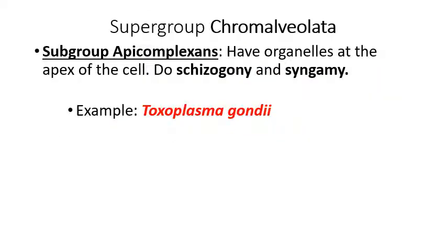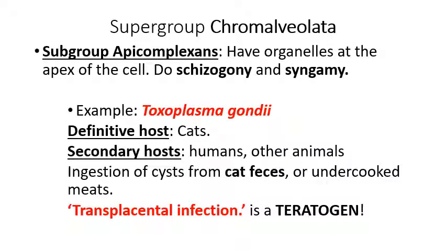And then Toxoplasma gondii. You know that the definitive host for Toxoplasma gondii is the house cat. The intermediate host, I'm sorry, I have a nasty habit of saying secondary host instead of intermediate host. The technically correct term is intermediate host. Humans and other animals are intermediate hosts, particularly if they ingest cysts.